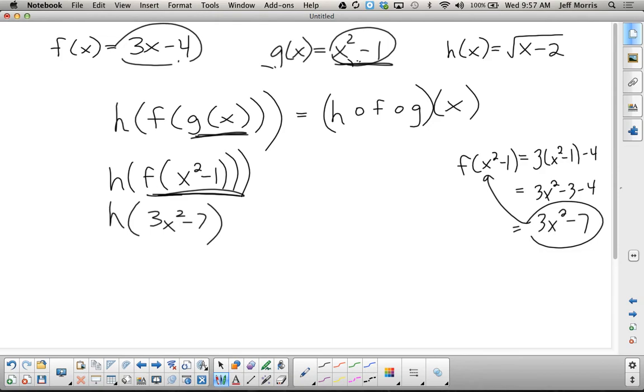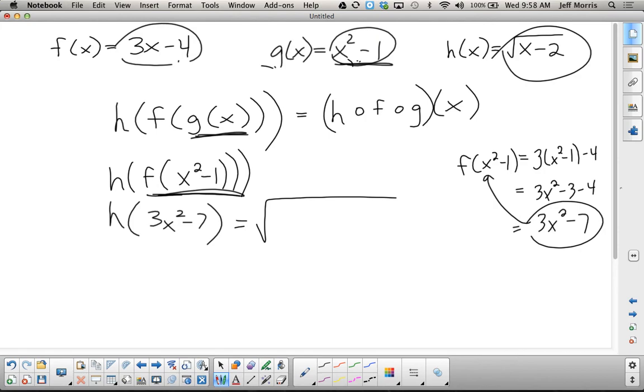Where's the h function? It's up here. It's the square root of x minus 2. So what am I going to do? I'm going to take the x out, and I'm going to replace the x with what? So go ahead and draw your square root symbol. Don't make it hard. This is too easy to make hard. All right, you guys can do this. You've got to take it step by step. If you take it step by step, you got this.